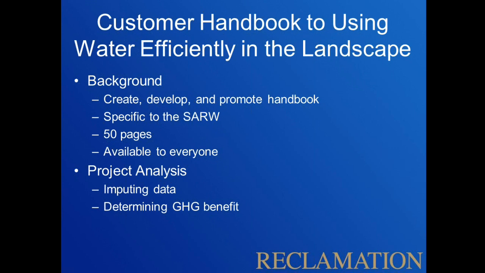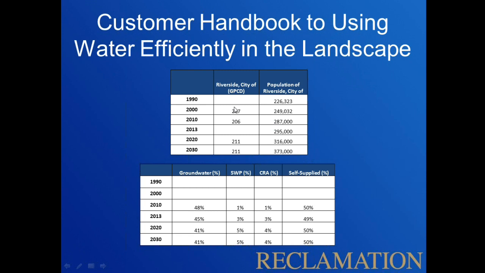The handbook that this specific project is proposing is going to be specific to the Santa Ana River Watershed. It's going to be about 50 pages long, and it will be available for everyone. However, even though it's available for the whole watershed, the project is proposed for a specific area. So I'll show you that when I put it in the calculator. And it's proposed for Riverside, so this is the data that I have on Riverside. I'm going to hurry and put that into the calculator, and then I'll show you.